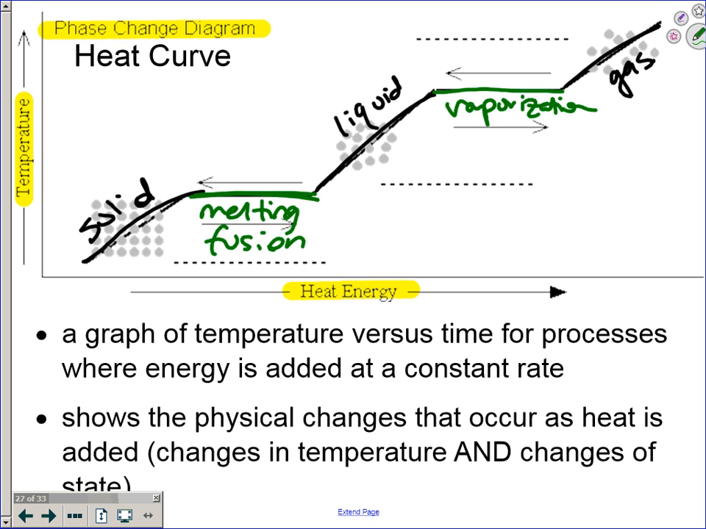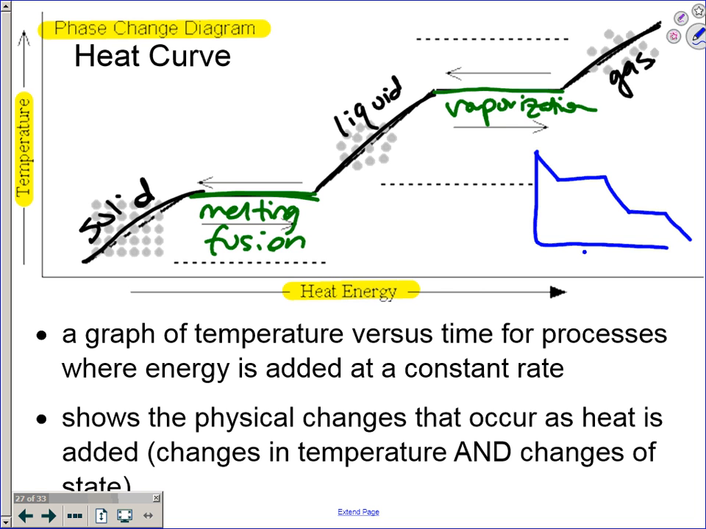And then vice versa. If I wanted to draw this, I'm going to kind of doodle on the side over here. If I wanted to draw this in the opposite direction, I'd start where? If I want to draw a cool curve, start at gas, right? And then what's this phase change? Condensation, and then liquid, and then solidification or freezing, both work there, and then we go down to solid. Okay, so this is a heat curve on the first one. This is a cool curve. They're both cool, but it's a cooler curve.